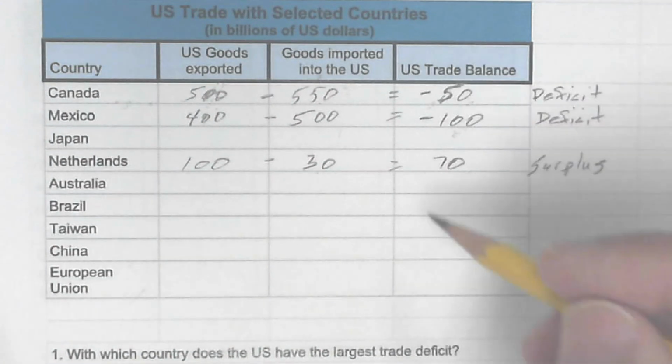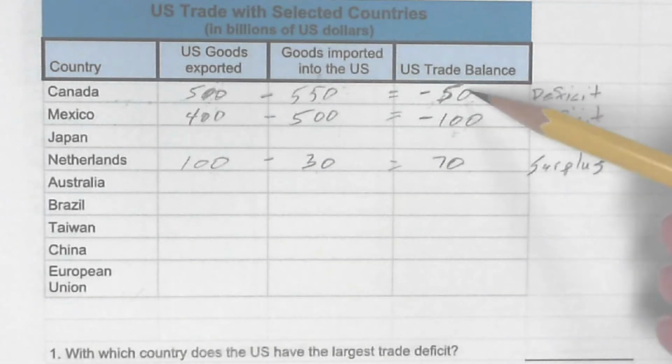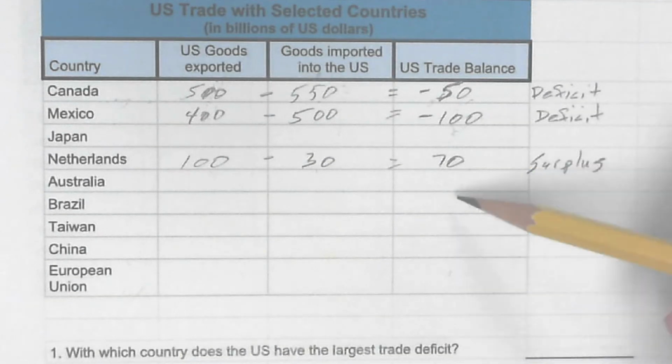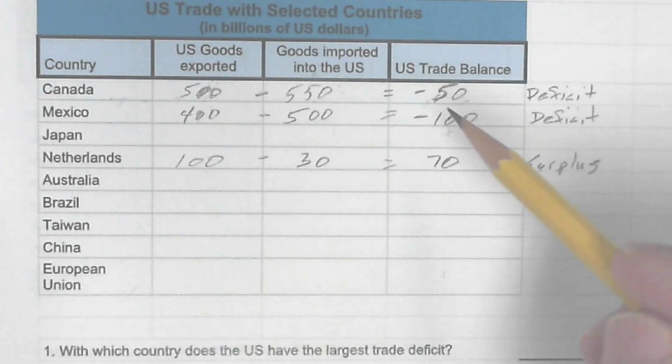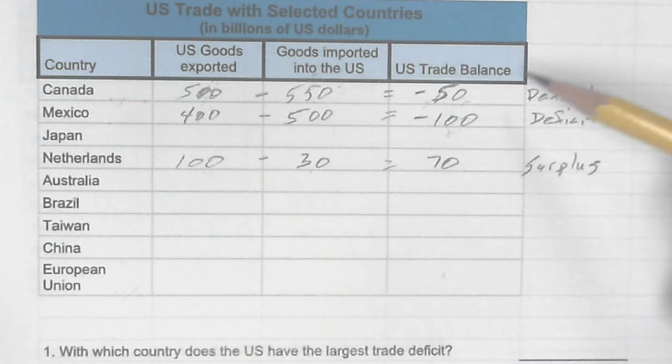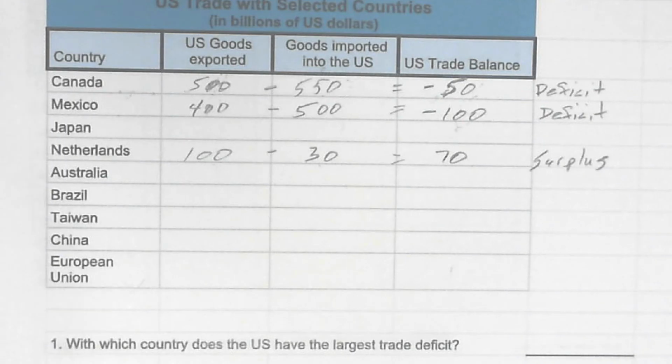And then the way overall trade is figured out, when you look at the number, whether our overall trade balance between the U.S. and the rest of the world, the way we would figure it out is we'd add up all these numbers. We'd add all the numbers from all the countries. Obviously, we don't have all the countries here, but we would just add these up. So negative 50 plus a negative 100 is a negative 150.